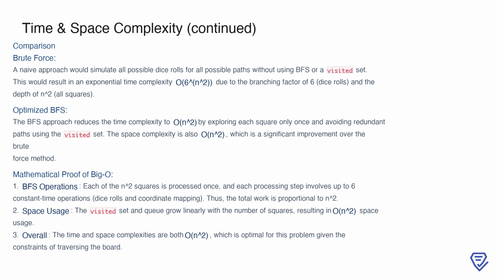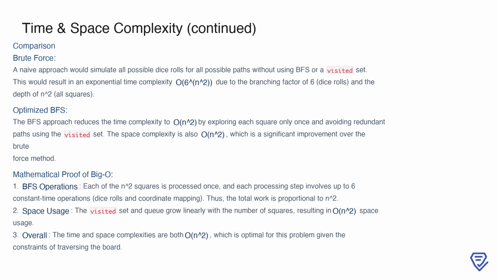In contrast, our BFS solution reduces the time complexity to n squared, by ensuring each square is processed only once and leveraging the visited set to avoid redundant exploration. The space complexity is also n squared, which is far more manageable than the space requirements of a brute force approach. Mathematically, the BFS operations process each of the n squared squares once, with each step involving up to 6 constant time operations for dice rolls and coordinate mapping. This results in a total work proportional to n squared.